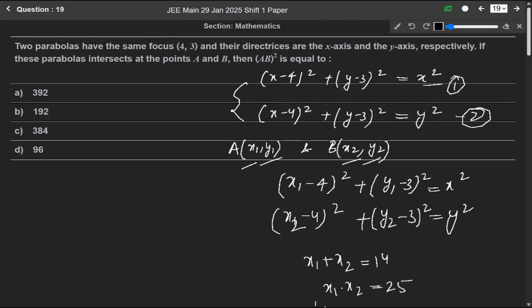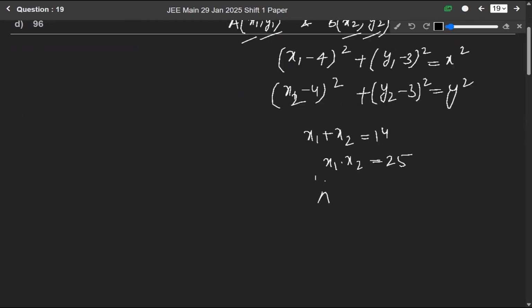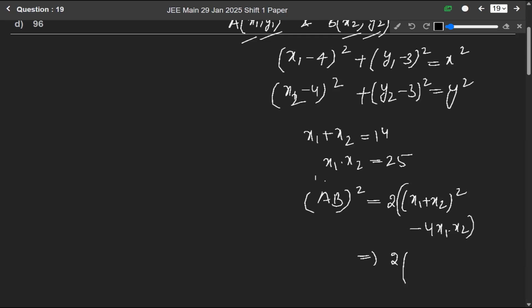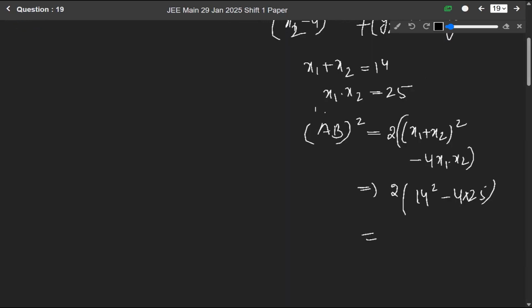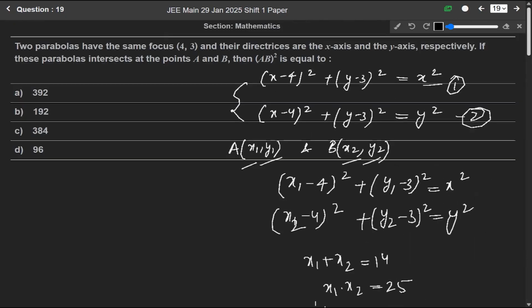Okay. So we have to find the value of AB square. So AB whole square, when we solve it, we get 2((x1 plus x2) whole square minus 4 x1 x2). So it will be equal to 2(14 square minus 4 into 25). So this will be equal to 192. So our answer is 192, which means option B is the correct answer.